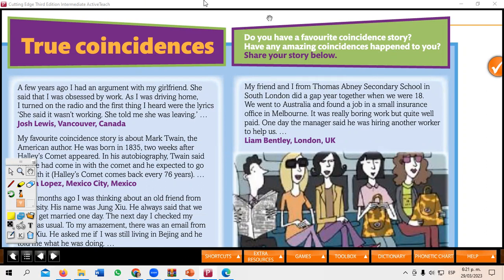My friend and I from Thomas Abney Secondary School in South London did a gap year together when we were 18. We went to Australia and found a job in a small insurance office in Melbourne. It was really boring work, but quite well paid. One day, the manager said he was hiring another worker to help us. Lion Bentley, London, UK. Very good.